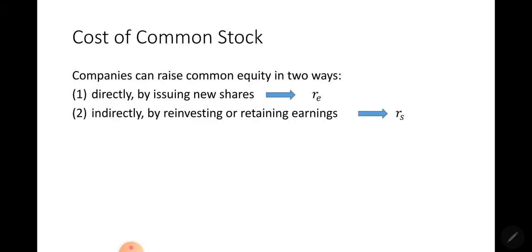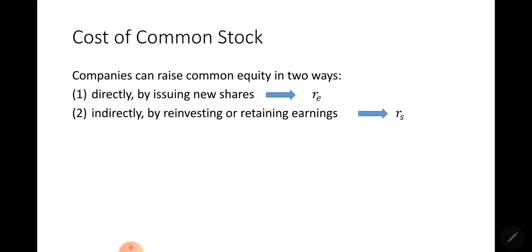Then we come to the cost of common stock. Now common stock can raise equity in two ways. Number one, directly by issuing new shares. So one way of raising money through common stock is that you sell shares on the stock exchange. Once the corporation sells shares in the stock market, investors will purchase those shares and the corporation will get that money. This type of capital raising is denoted by RE.